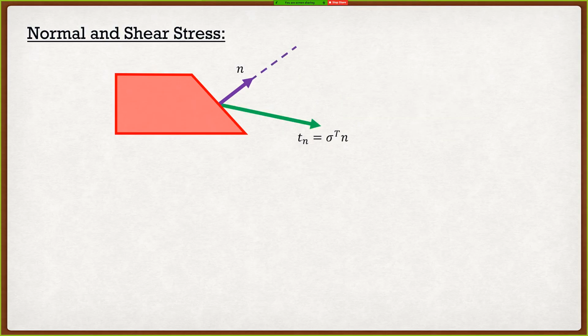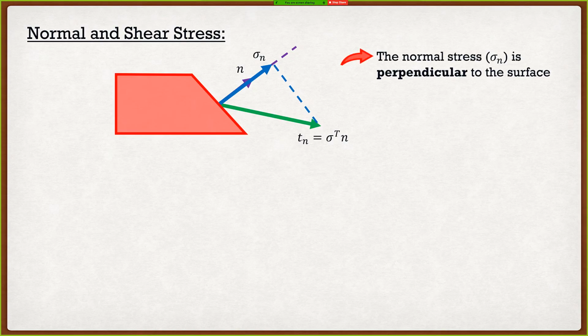So what I'm going to do is expand this out right here and say that I have a traction vector Tn, which is equal to the transpose of our stress tensor multiplied by our normal vector n. And one of the things I can do is take the projection of this vector onto n. So I can create basically this component right there, which is sigma n. And this sigma n, we call the normal stress.